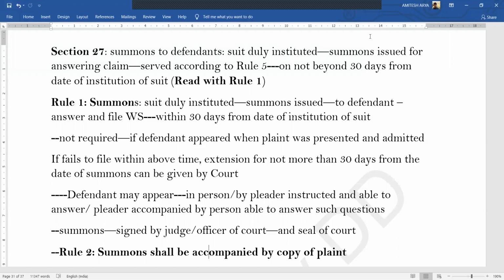And how does the defendant appear? He may appear in person, by a pleader instructed, or by any person who is able to assist the pleader in answering all such questions. And summons should be signed by the judge or officer of the court and should bear the seal of the court.